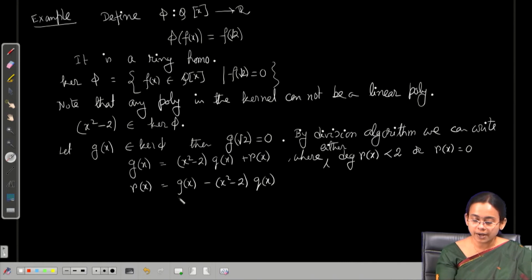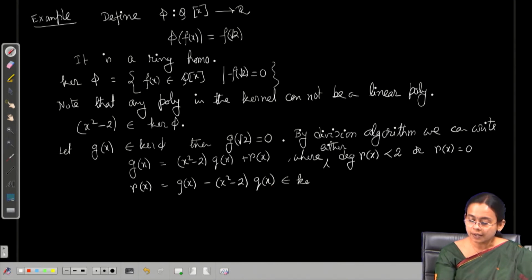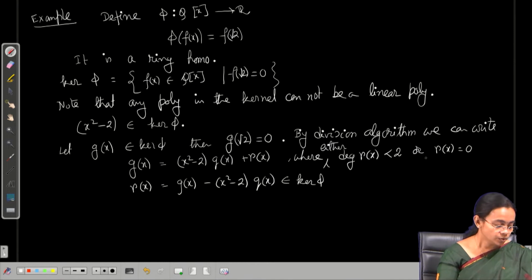Then you can observe that x square minus 2, which I started with, is already in the kernel. So any multiple of that is also in the kernel, and since the kernel already has a subgroup structure, this difference is also in the kernel. Therefore, this r x is in the kernel of this map, but r x is a polynomial whose degree is strictly less than 2. But we know that we cannot have any linear polynomial whose root will be a root of x square minus 2. Therefore, this leads us to r x having to be equal to 0.